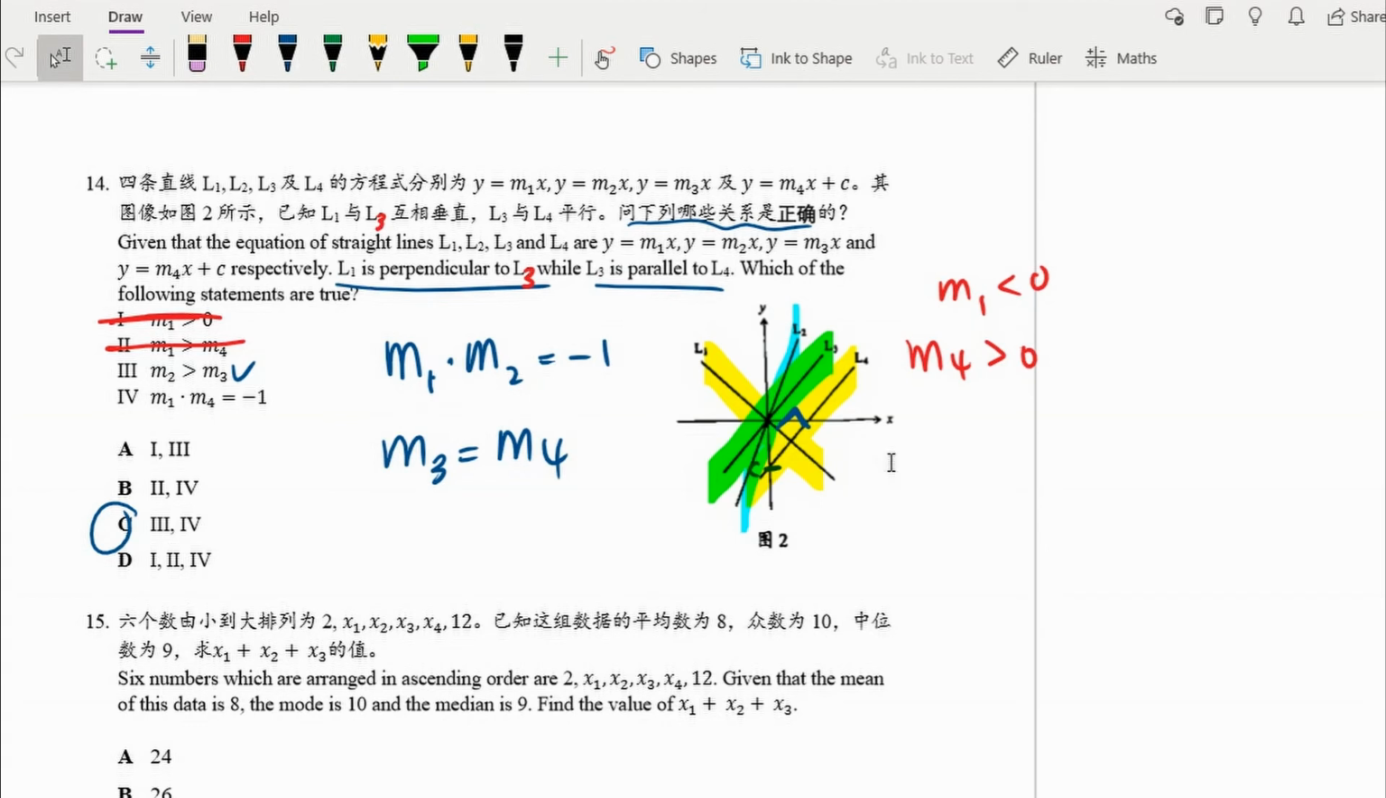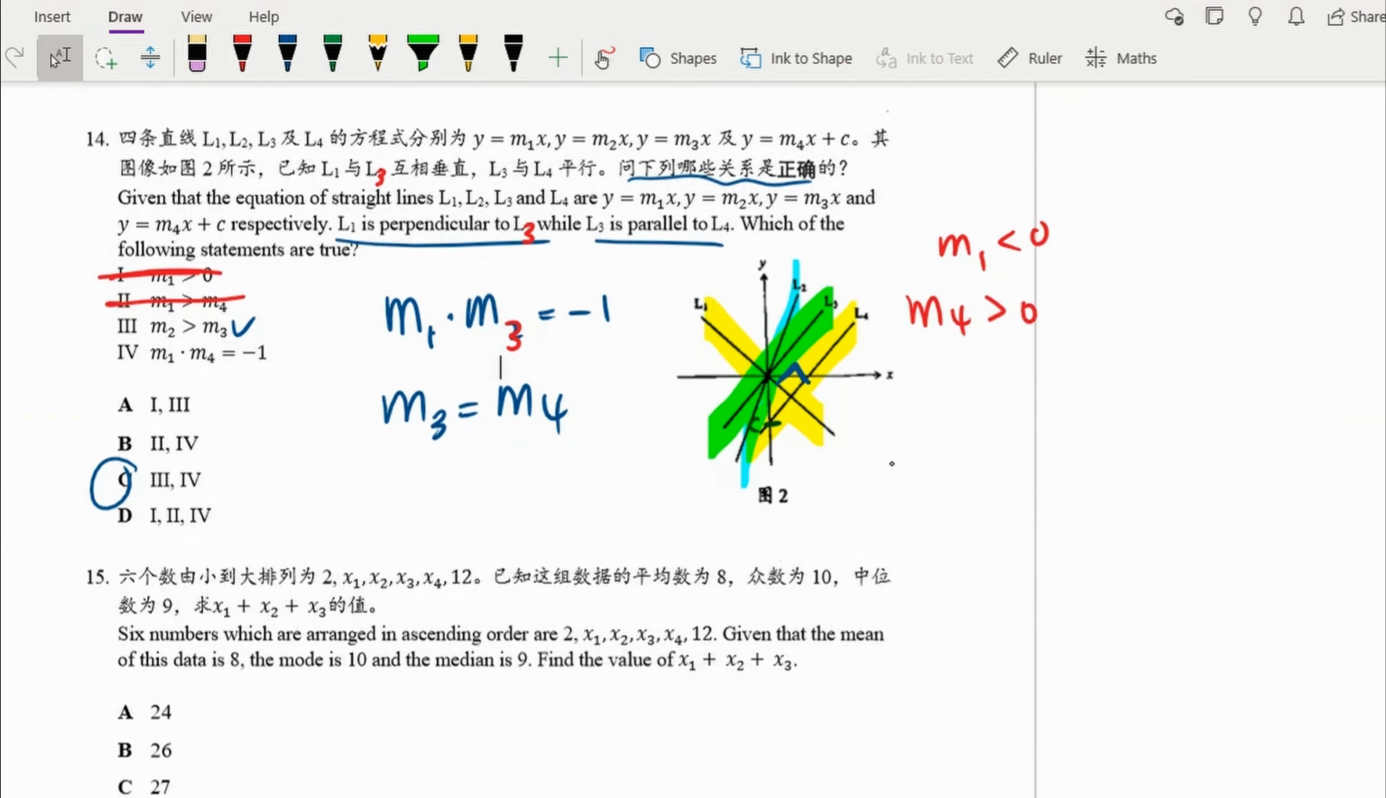So if L1 is perpendicular to L3 and L3 is parallel to L4, it means L1 is perpendicular to L4. So therefore M1 times M3, or M1 times M4, is -1. You guys really need to check my question because I translated it in a rush. Anyway, the answer is C.